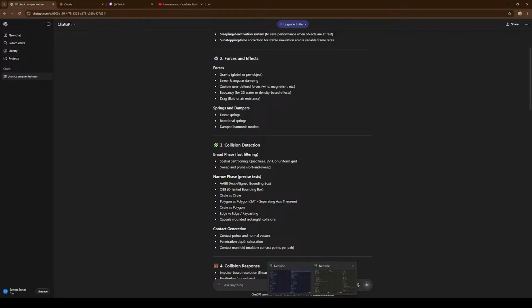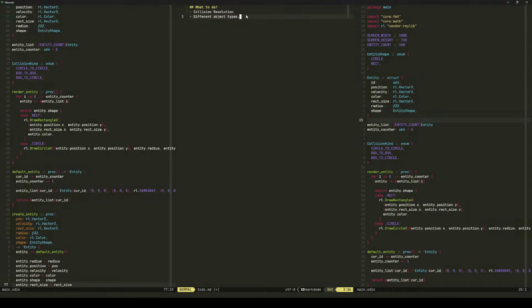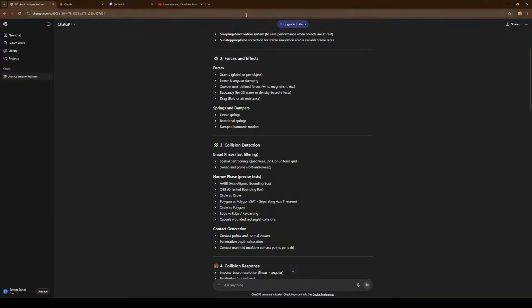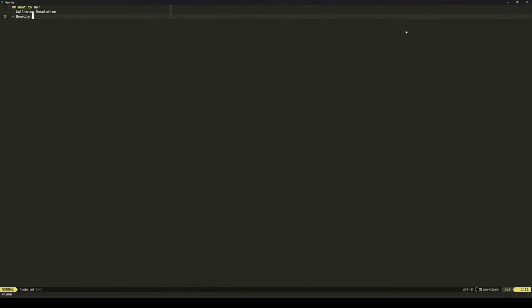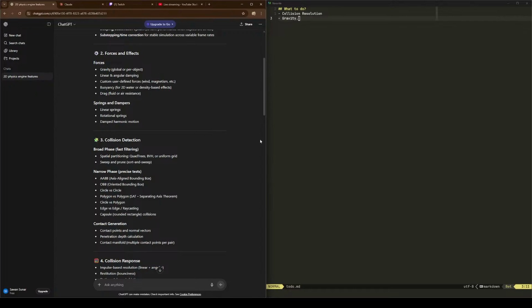Gravity, right? Gravity. Hmm. I gotta close all the tabs.